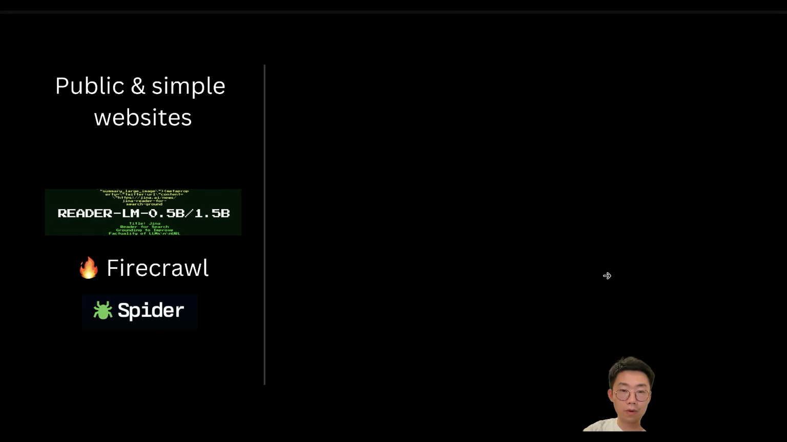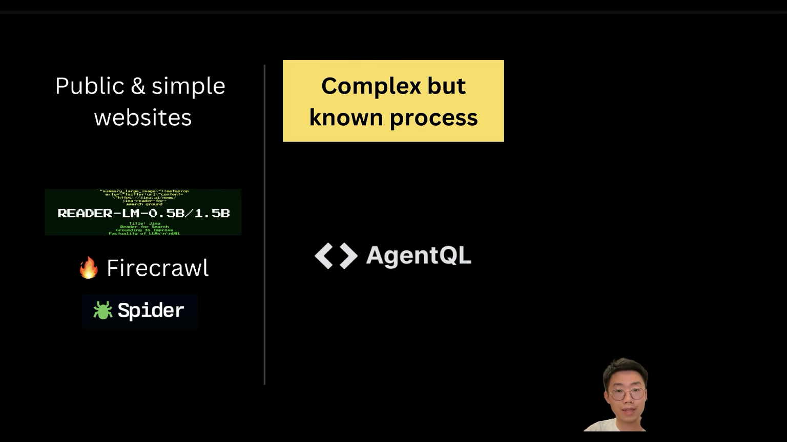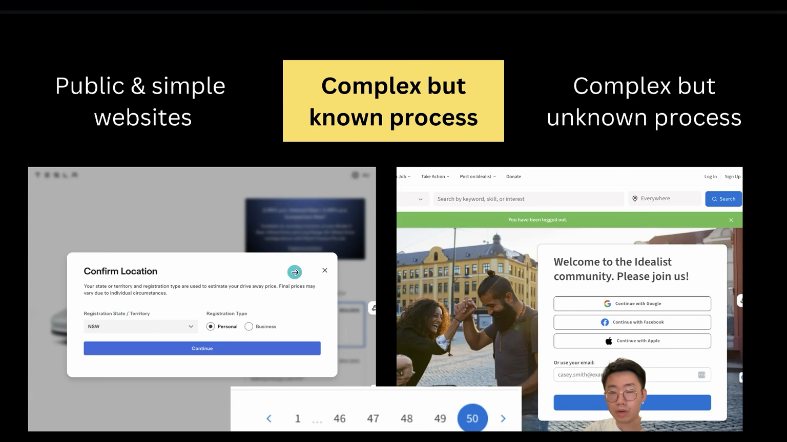So this is the first type of website that is public and simple, where you can simply build an agent to scrape the content. And next are those websites that are not that simple and require some kind of complex web interactions, where they might have pop-ups blocking the content, or require login authentication, or you might need to interact with pagination to get the full content.